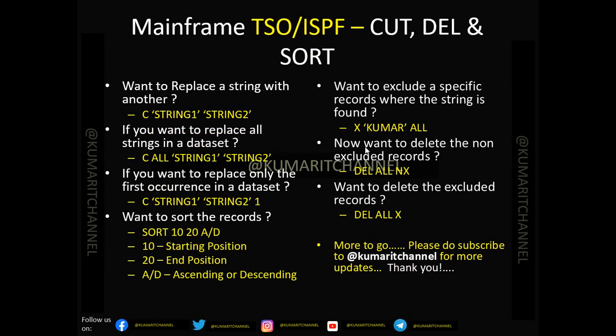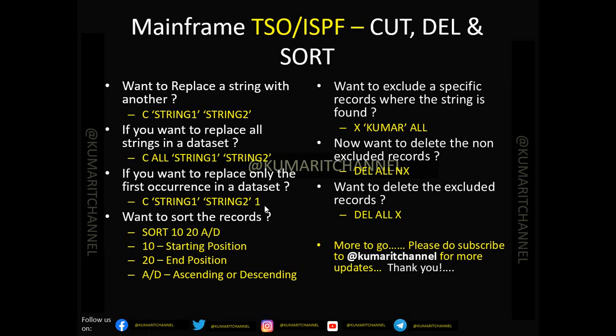If you want to replace a string with another string, use C string 1 and string 2. String 1 will be replaced with string 2, and if you want to replace all strings in a data set, you use an extra keyword called all. For example, if my name is Kumar, and Kumar is repeated, let's say, 50 times, and I want to replace Kumar with Vijay, then it will be replaced all the 50 times. If you want to replace only the first occurrence, then you can specify 1 there, as I specified. So it will change for the first occurrence.